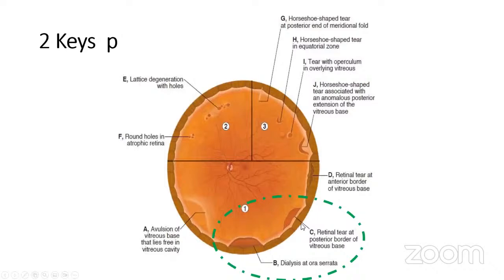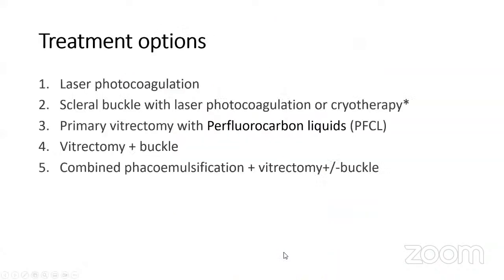This picture shows the exact location of a retinal tear. This is a normal retinal tear, whereas a giant retinal tear extends more than 3 clock hours. The dialysis, you can see, has no anterior flap here, and it's just a disinsertion at the ora serrata.